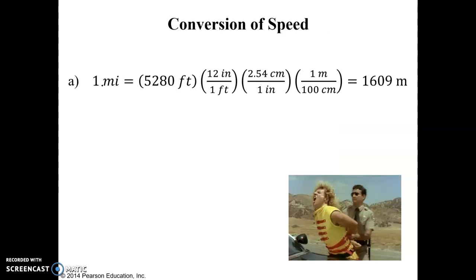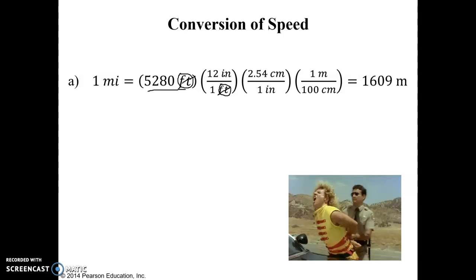So 1 mile is 5,280 feet. That's just something I kind of know off the top of my head. Maybe you don't have it memorized, and that's okay. You just need to know where to find this information. Inside cover of your textbook would be a good place to look. So 1 mile is 5,280 feet. Okay, so if I have feet here and I want to get rid of feet, I put it on the bottom of the next ratio. So the feet and the feet will cancel out. 1 foot is equal to how many inches? 1 foot is equal to 12 inches.